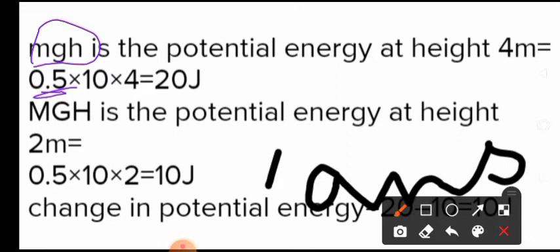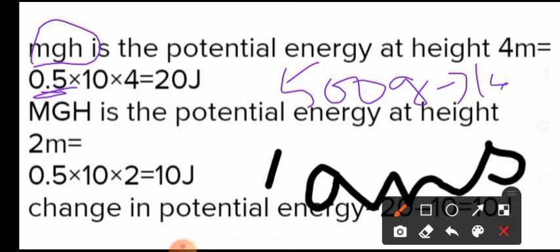So how do we get this? See, 0.5 is what is given in the question. The mass is given as 500 grams. When you convert this grams into kilogram, it will be 0.5 kilogram. Do you understand? Yes. The value of g, acceleration due to gravity, is 10 meter per second squared, as we know already. And 4 is the height. So when you multiply all these, the answer is 20 joules.